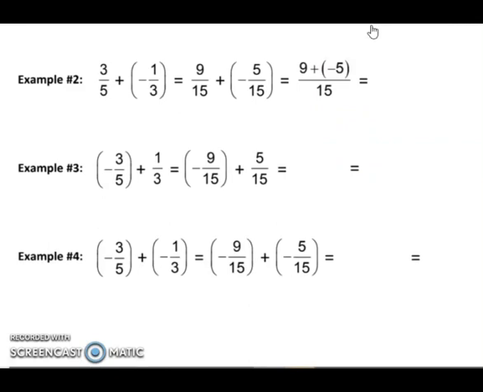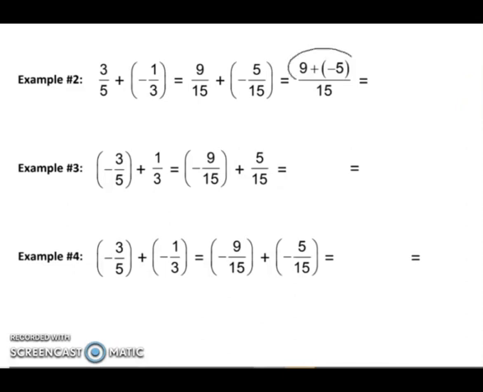So let's look at example 2. The rest of the examples, 2 through 4, are going to have the same fractions that we started with, 3/5 and 1/3. They're just going to change where the negative is. So we have 3/5 plus negative 1/3. Again, common denominator is still 15, so we have 9/15 plus negative 5/15.